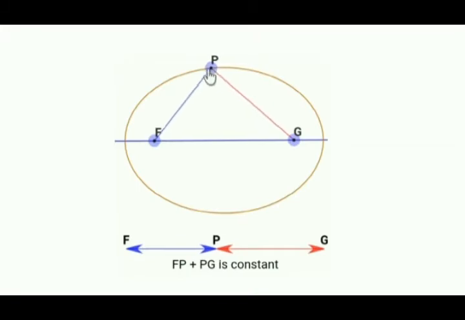This point P, if I move it, I can move it anywhere on the ellipse, and it will give the same property, that is PF plus PG will give us a constant value. Whether we rotate the point P around the ellipse, it will give the same sum of distances. So this is the property of an ellipse, that the distance sum will be constant.